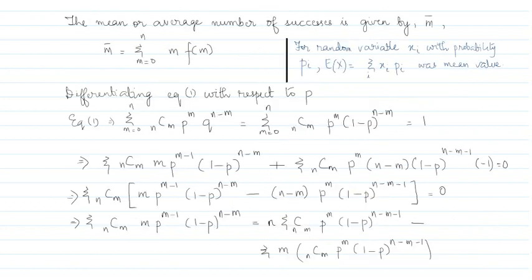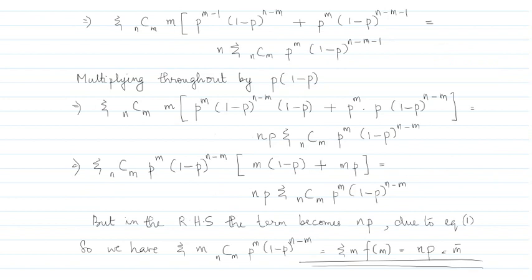Now in my RHS I have a term involving m. Here again I have a term involving m. There are a lot of terms in common. nCm is also common. Since this term is with a negative sign, I take this term to the LHS, and that's what I have here. Now I multiply throughout by p into 1 minus p.